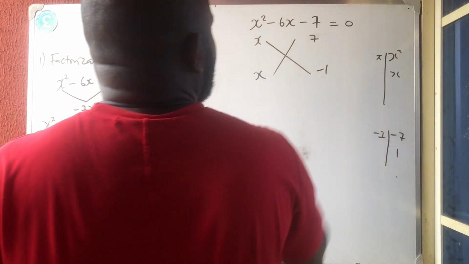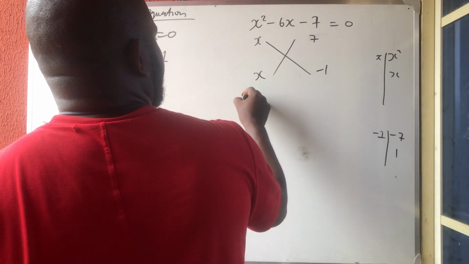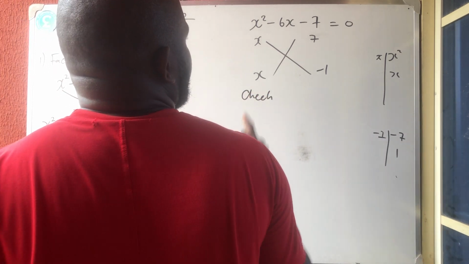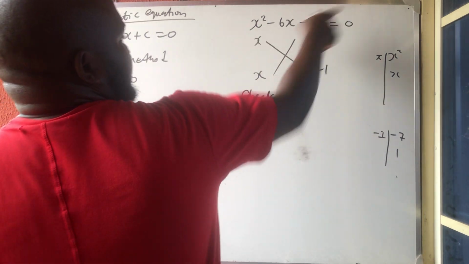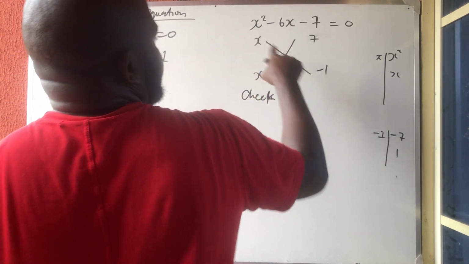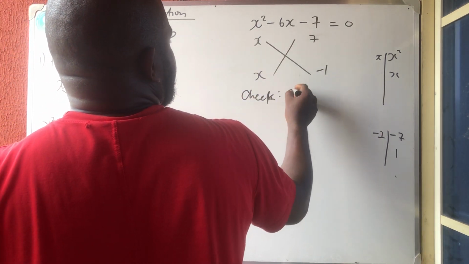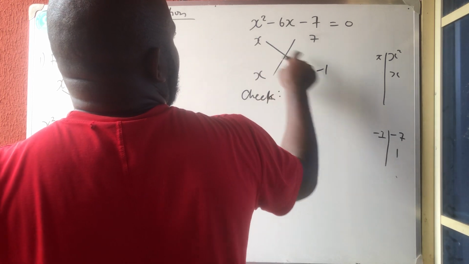Okay? So now the next thing you do is to check. You want to check. If you are checking, you do that cross multiplication like this. This times this, 7x. This times this is what?